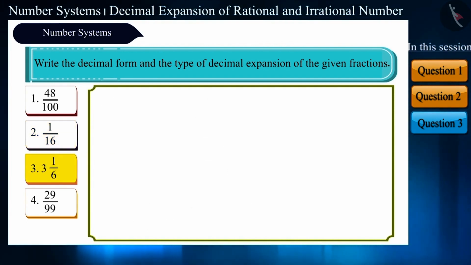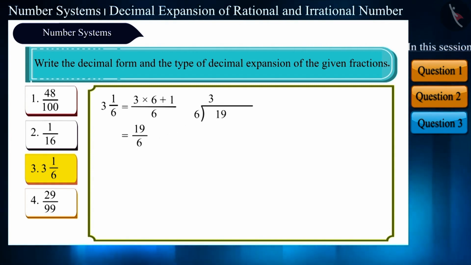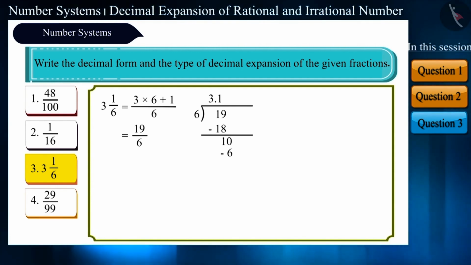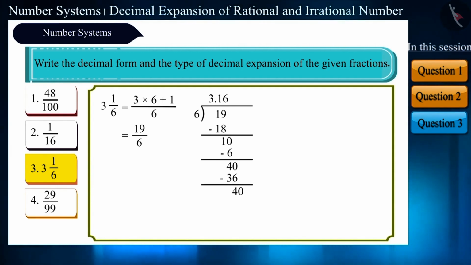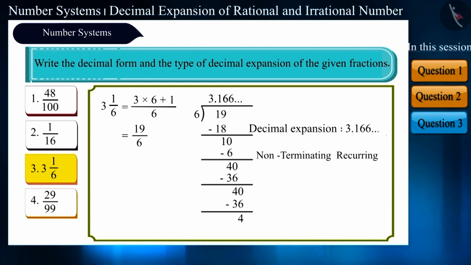Friends, the third fraction looks slightly different. It is 3 1 by 6. 6 multiplied by 3 plus 1 is equal to 19 by 6. On solving this, we do not get the remainder as 0, and after 2 steps, 6 is getting repeated. Hence, we get the decimal expansion as 3.16666. Therefore, this expansion is non-terminating, recurring.